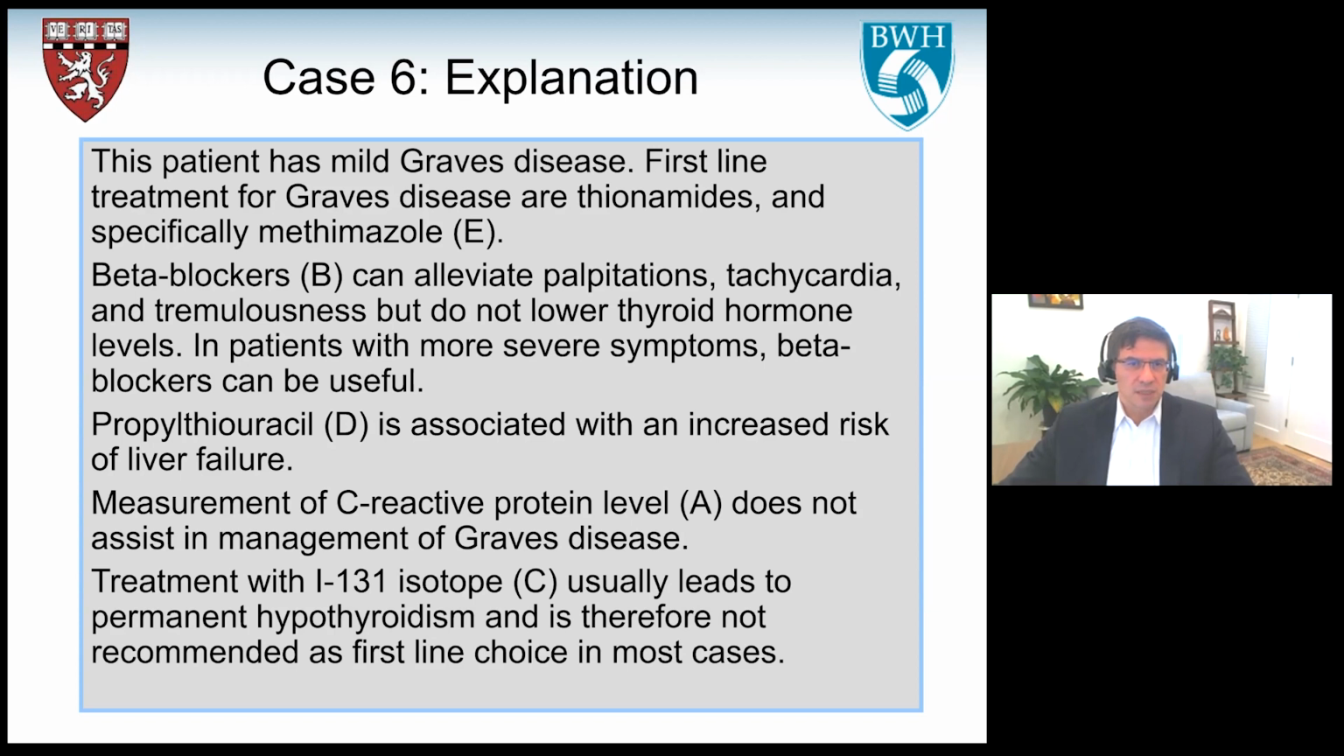Propylthiouracil, or option D, is associated with an increased risk of liver failure. Measurement of C-reactive protein levels does not assist in management of Graves' disease. Treatment with I-131 isotope usually leads to permanent hypothyroidism and is therefore not recommended as first-line choice in most cases.